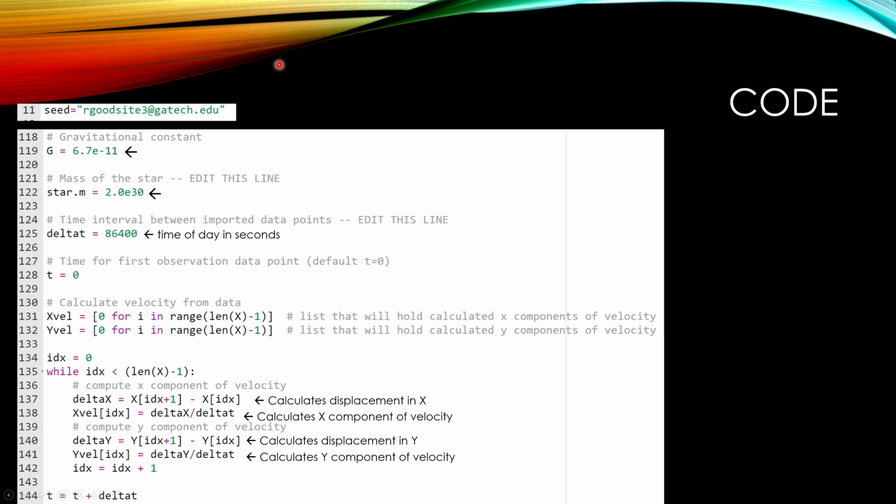So now we're going to look at the code in GlowScript. So this seed was my email address, which determined the trajectory of the star. This is the gravitational constant, the star's mass, the time between intervals. This determined the displacement of the x component. This was the velocity of the x component. This was the displacement of the y component. And this was the velocity of the y component.